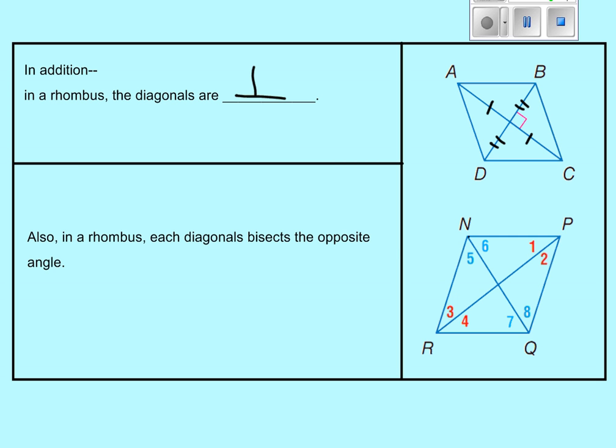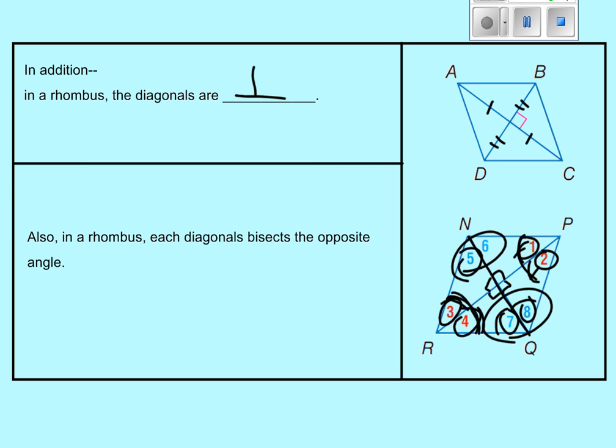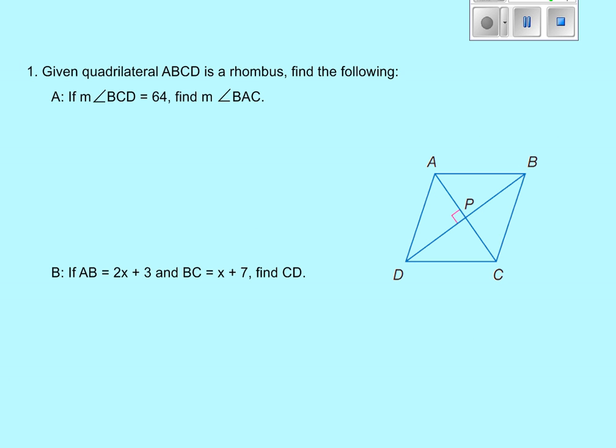So here's what that means. This diagonal bisects these two angles. So 7 is going to be congruent to 8, 5 is congruent to 6, 3 is congruent to 4, 1 is congruent to 2. What is also nice is that those are all right angles. And since the opposite angles are congruent, 3 is congruent to 1, 2 is congruent to 4, 5 is congruent to 7, 8 is congruent to 6. So the angles that get bisected are all congruent to each other.